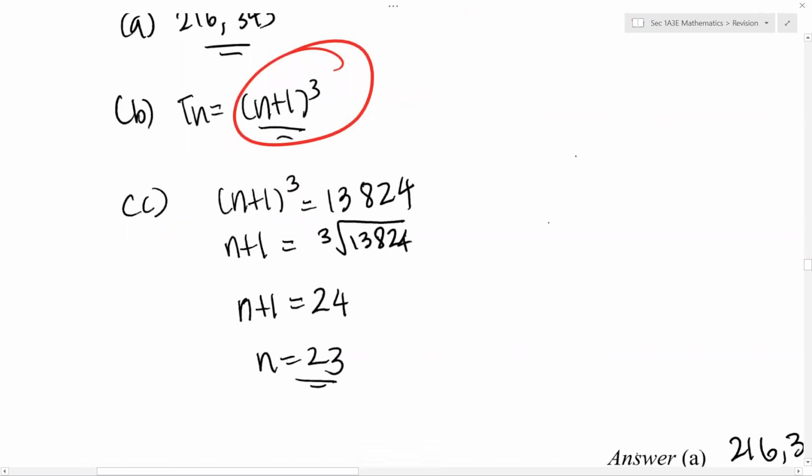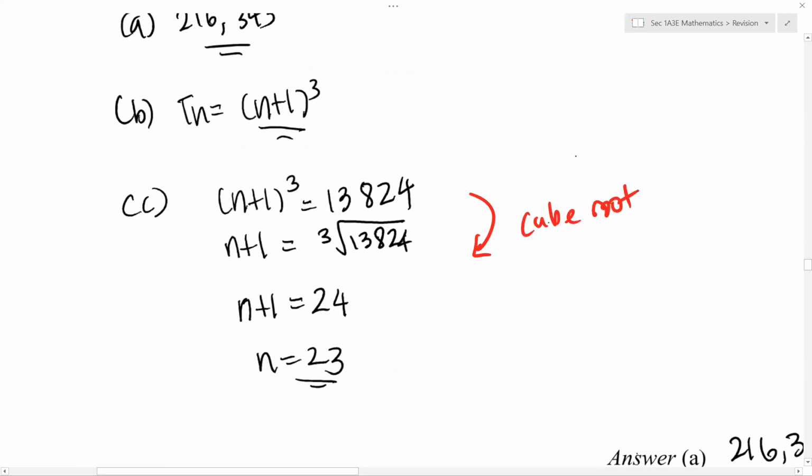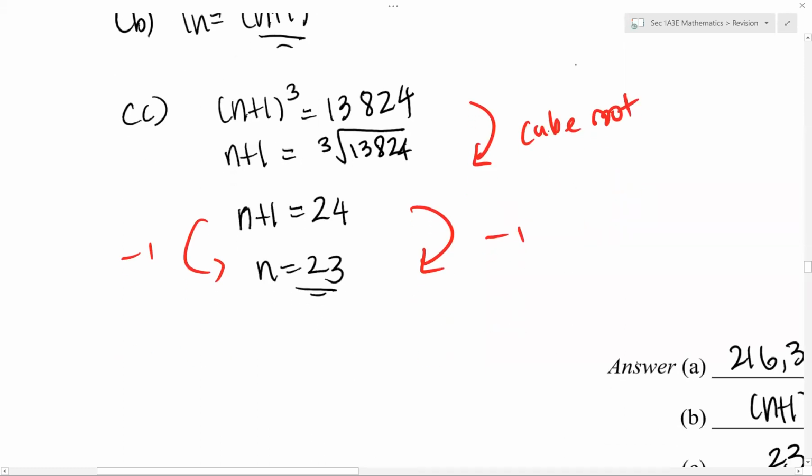First, we need to get rid of the cube. You get rid of the cube by taking the cube root on both sides. So n plus 1 is 24. Subtract 1 on both sides, so it's 23.